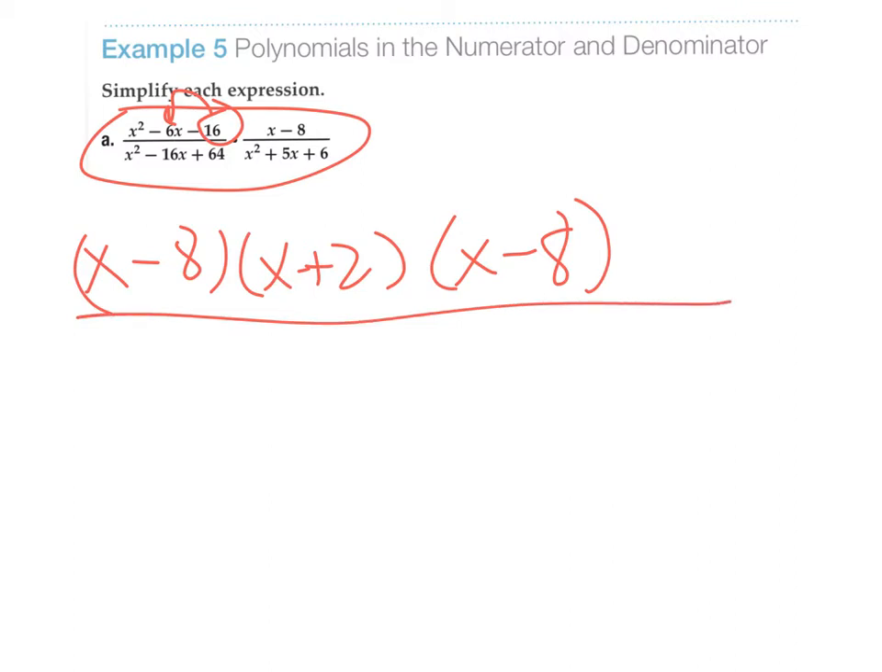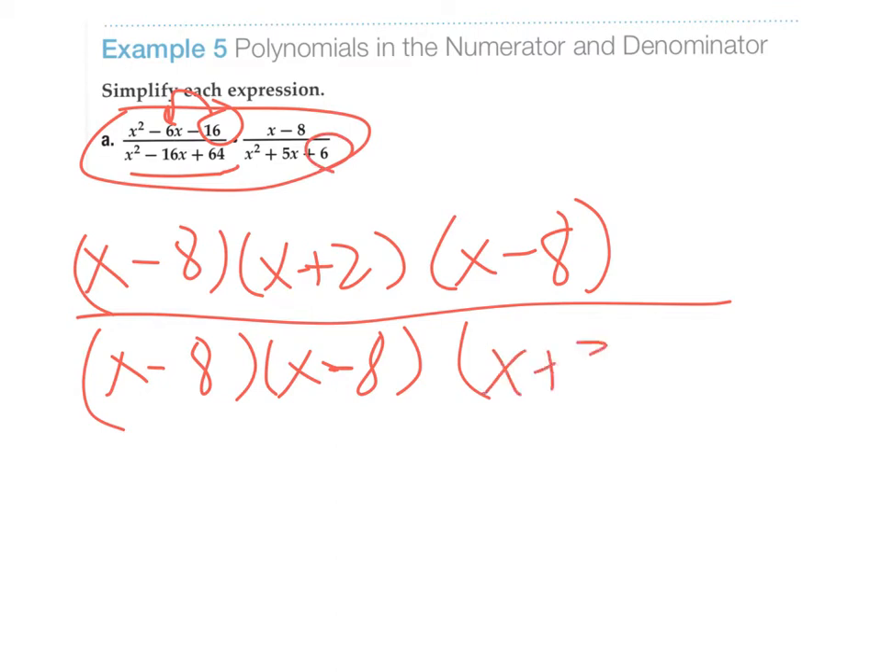So I'm going to factor my denominator. That's x minus 8, x minus 8, because negative 8 times negative 8 gives me positive 64 and adds up to negative 16. Then I factor my other problem: what two numbers multiplied to give me 6 and add up to 5? That's an x plus 3 and an x plus 2.